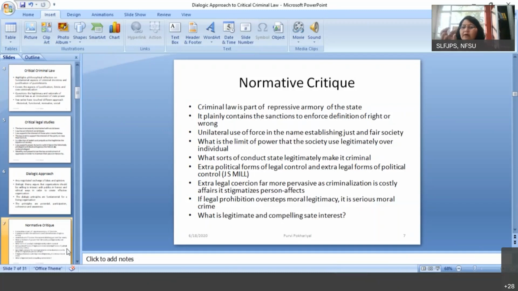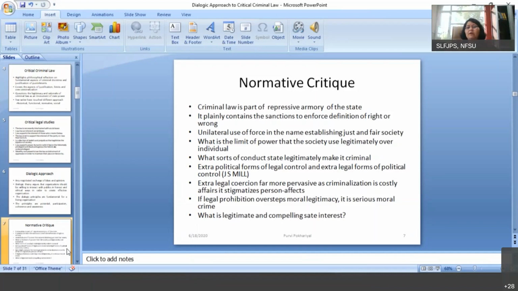What sorts of conduct can the state legitimately make criminal? How do you come to a conclusion? In that context, John Stuart Mill comes to our rescue, because he says that there have always been extra-political forms of legal control and extra-legal forms of political control. And all these things you can find in the framework of the criminal law.